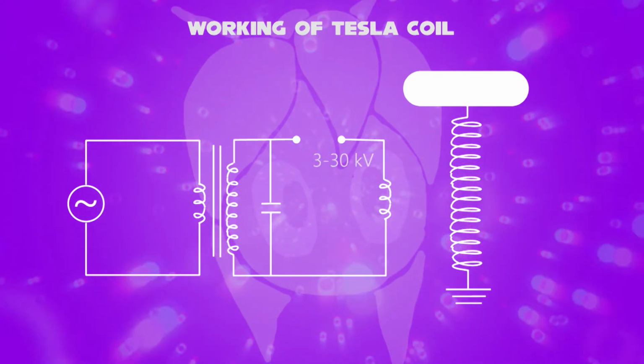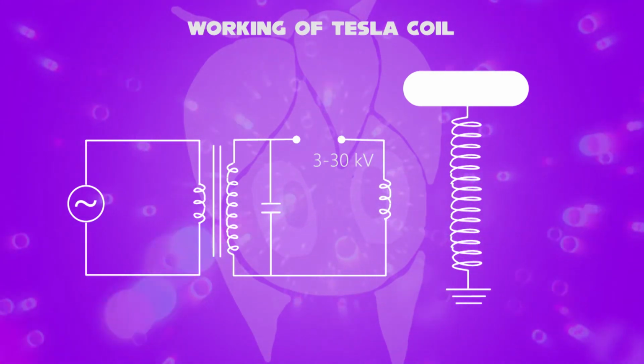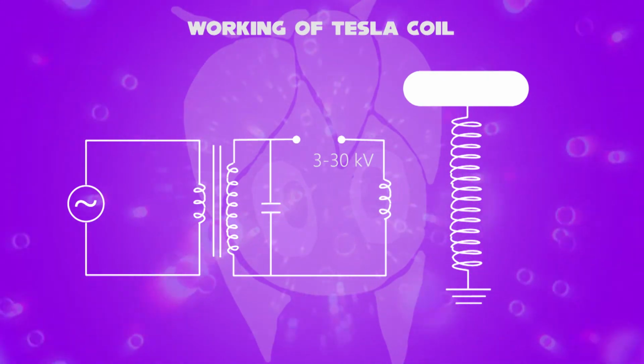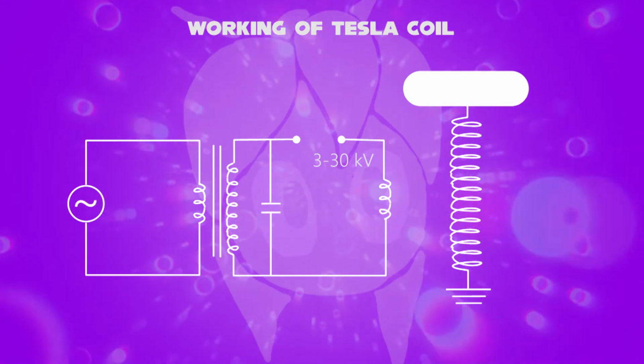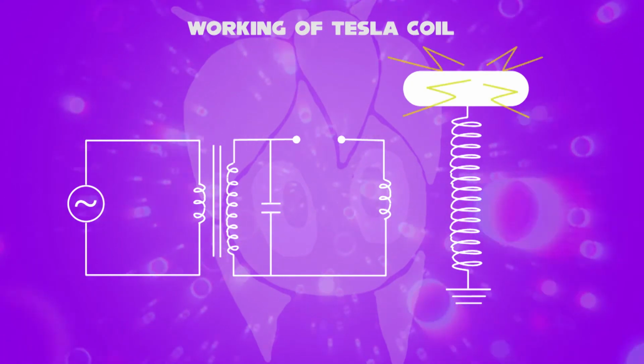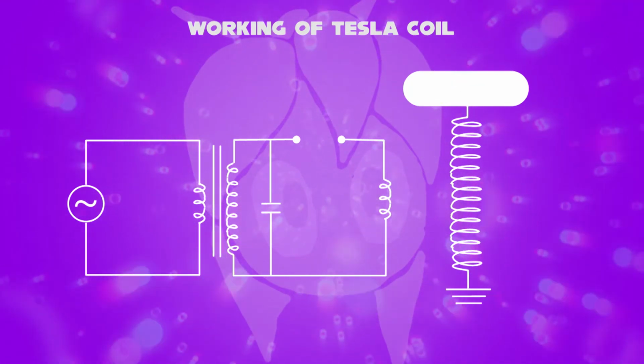The primary coil steps up to generate high voltage ranging from 3 to 30 kilovolts, which in turn charges the capacitor. With the accumulation of massive amounts of charge in the capacitor, it eventually breaks down the air of the spark gap. The capacitor emits a huge amount of current through the Tesla coil, which generates a high voltage at the output.